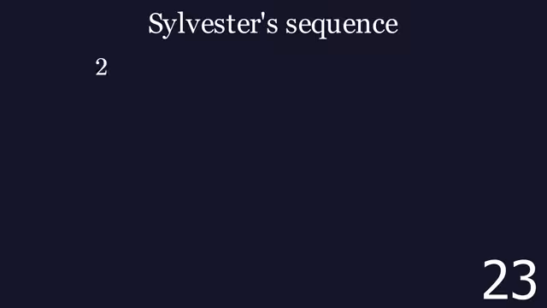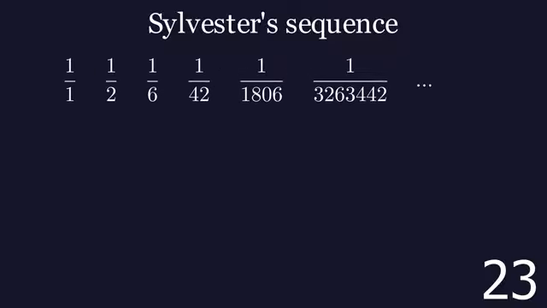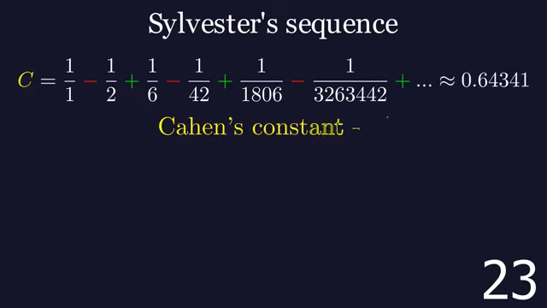So the second term is 2 plus 1. The third term is 2 times 3 plus 1, and so on. Now we subtract 1 from all these terms and take the reciprocal. Then we calculate the alternating sum of these terms, adding the first term, subtracting the second, adding the next, and so on. This gives us an infinite sum equal to approximately 0.64, known as Cahen's constant.